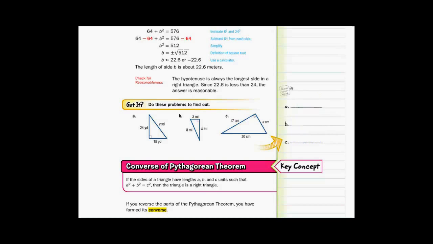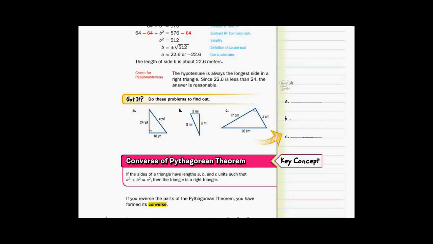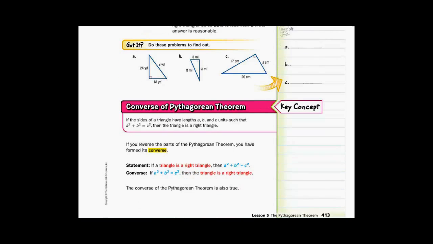Okay, so with that, hopefully you're good with that. You just got to plug into that theorem. You should have written down a squared plus b squared equals c squared. And if not, it's at least in the room, but I want you to get that and know it.